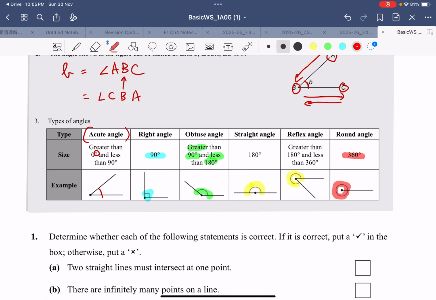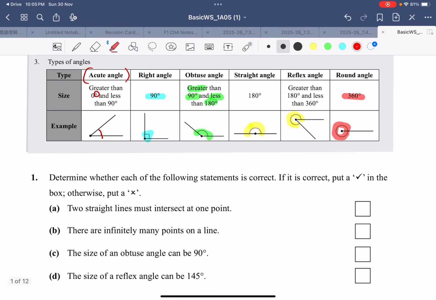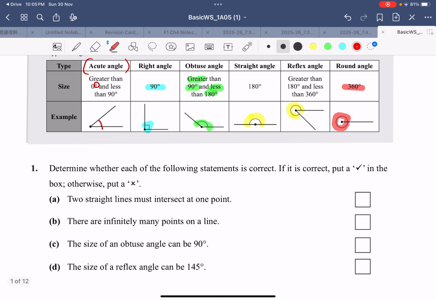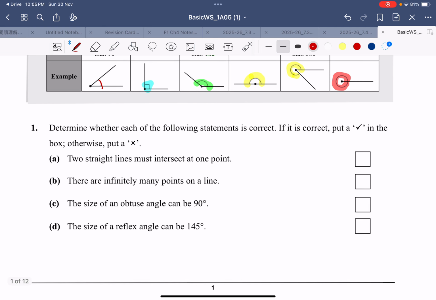Just the names, you need to memorize all the names. They will appear in UT and exam. Now check the following. Determine whether each of the following statements is correct. If it is correct, put a tick. So, two straight lines must intersect at one point. Two straight lines must intersect.